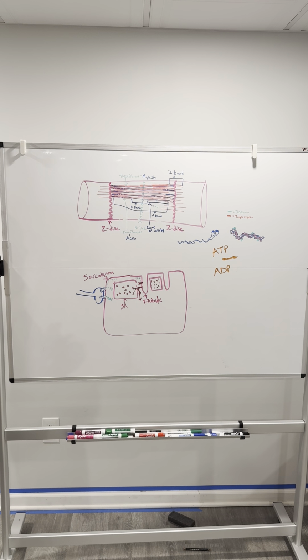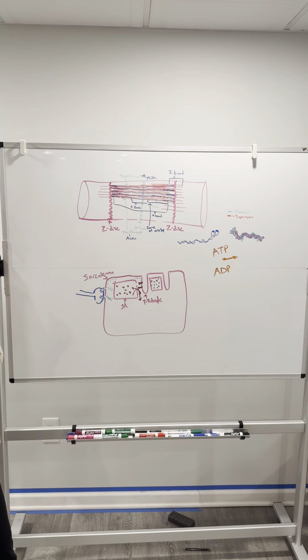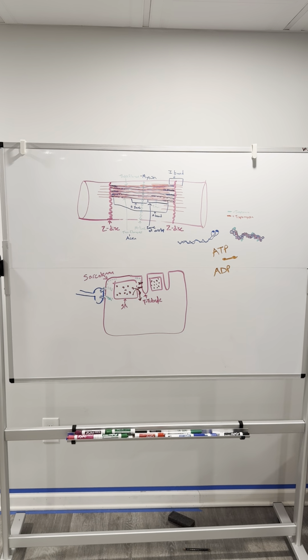Buildup of ADP, adenosine diphosphate, or insufficient release of acetylcholine at the neuromuscular junction, then we don't get this depolarization to cause the contraction in the first place. Okay, so those are ways in which our muscles can get fatigued.